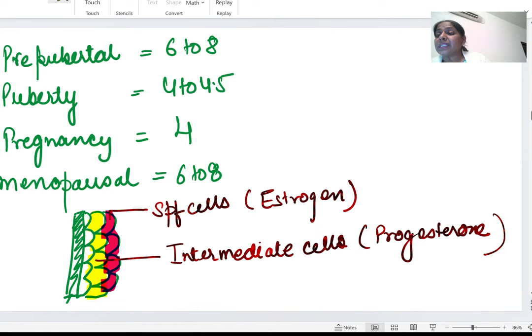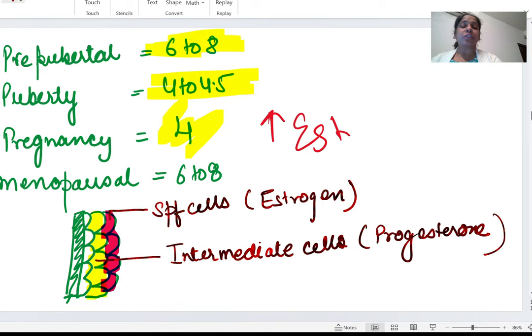Prepubertal pH, a very commonly asked question in FMG, a basic question that comes a lot. What is the prepubertal pH? 6 to 8, because there is no acidity. Pubertal pH: when estrogen comes and H2O2 is formed, what is the pH? 4 to 4.5. In pregnancy, what is the pH? 4. Because in pregnancy there is increased estrogen, so more glycogen enters and more H2O2 is released.